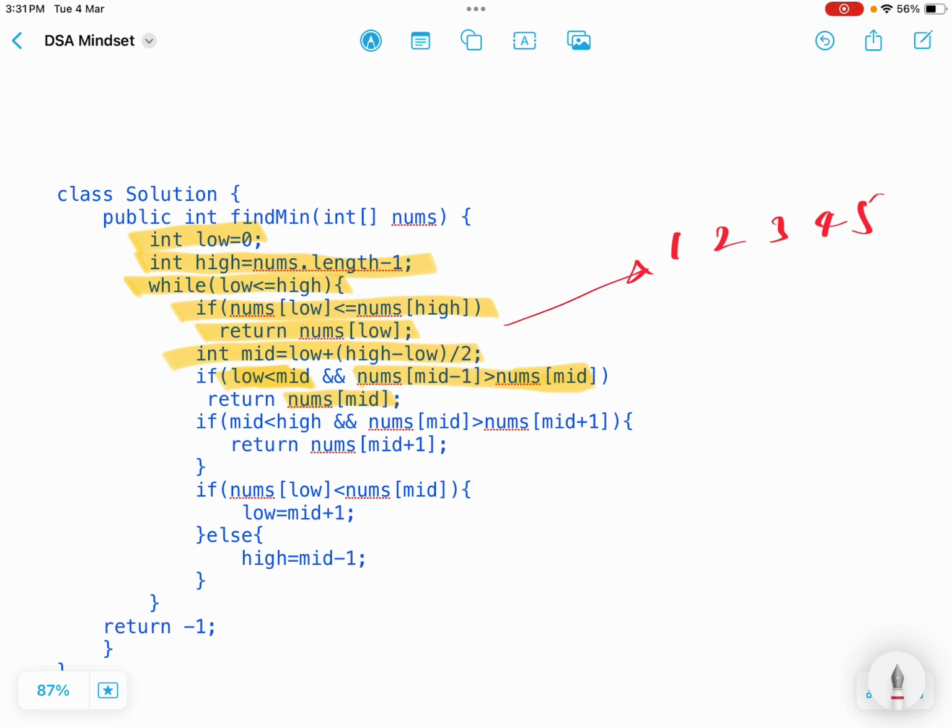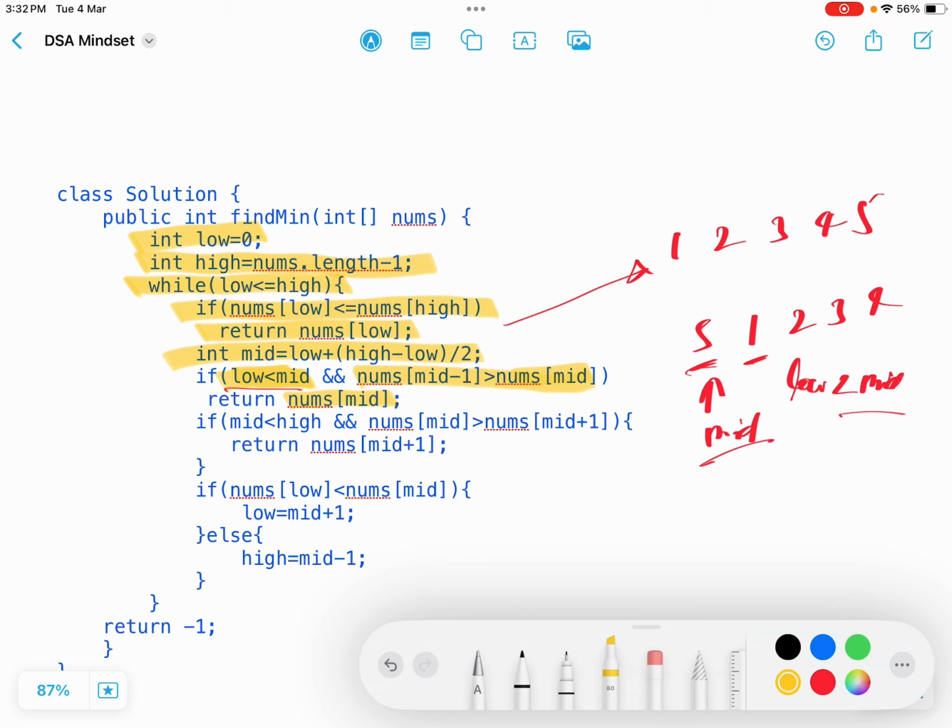But in some situations, mid minus 1 may be out of bounds. Let's suppose we have 5 1 2 3 4. So this is mid minus 1, and this is mid. But if mid is coming here and I do mid minus 1, we don't have any element. To handle this, we put in this particular condition: low should always be lesser than mid. And this is the condition we have discussed before. So this is what we are trying to do here.